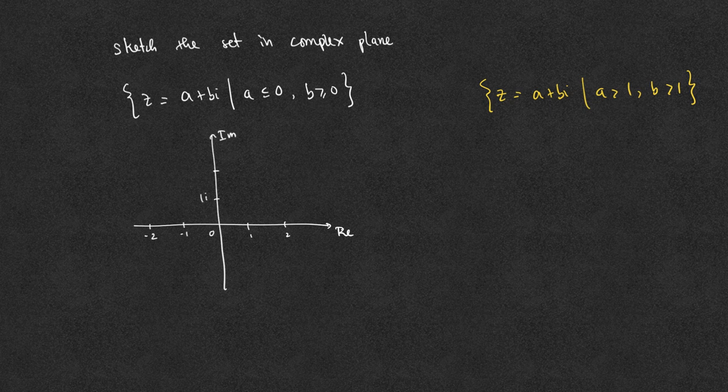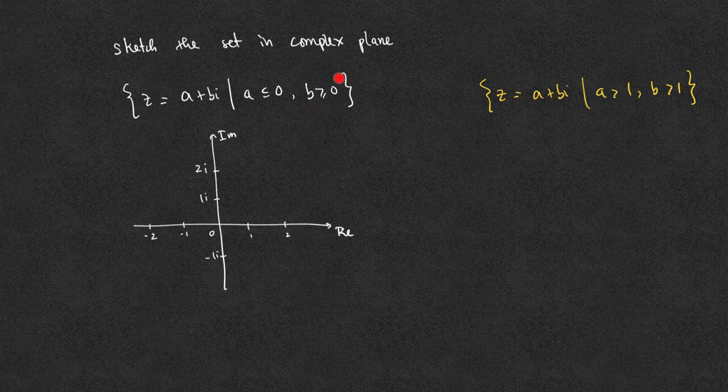On the right-hand side of 0 is positive real, and on the left-hand side of 0 is negative real. Above 0 is positive imaginary and below 0 is negative imaginary. We want the set of numbers such that the real part is less than or equal to 0. That means the real part is on the left-hand side of the vertical line. Everything on the left-hand side.